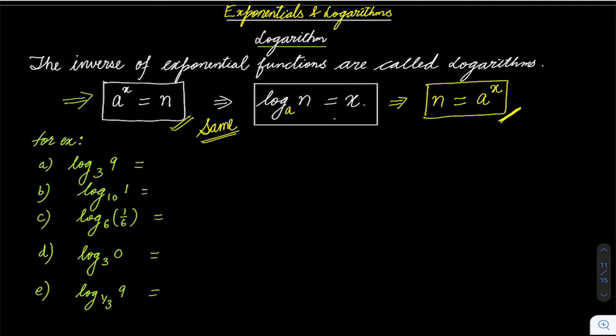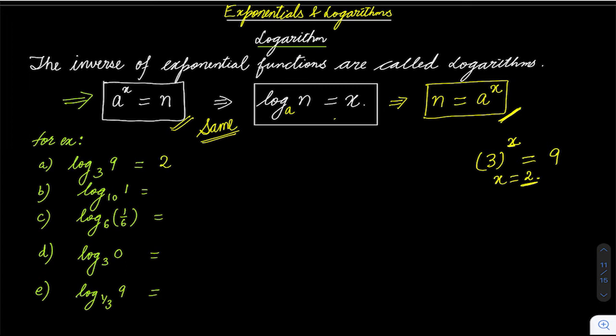Okay, now let's try to find some basic logarithmic values. First is log of 9 to the base 3. Now, how will you understand what log 9 base 3 is? You have base 3 here in part A. So to what power should 3 be raised to get 9? And that answer is obviously 2, right? If 3 is raised to the power 2, we get 9. So that is our answer, that is 2.